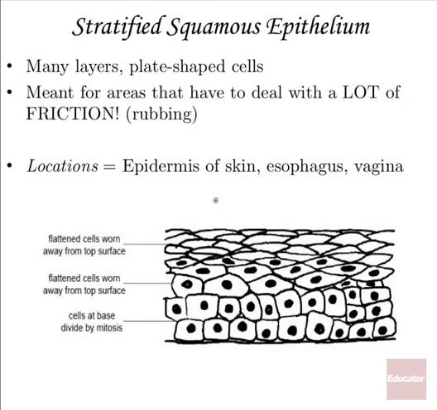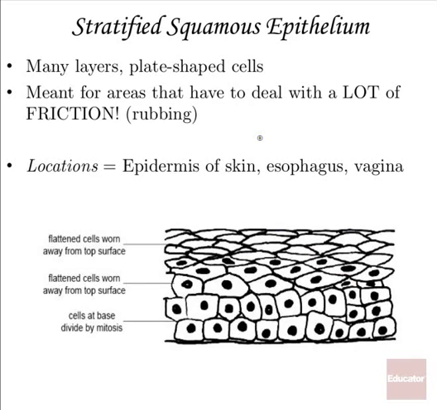Now, stratified squamous epithelium, we still have those round plate-looking cells, but a stack of them, many layers of these plate-shaped cells, meant for areas that have to deal with a lot of friction or rubbing. Like I mentioned earlier, the epidermis of the skin, it's being touched, rubbed. You need to regenerate those cells because you're going to lose them.